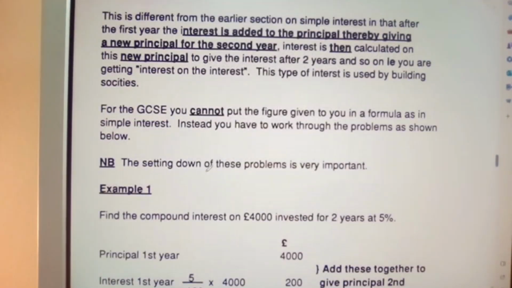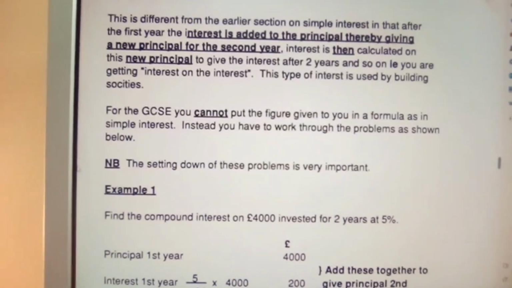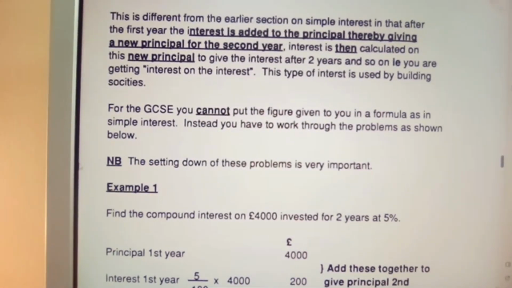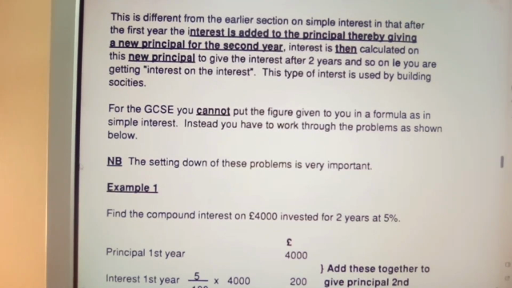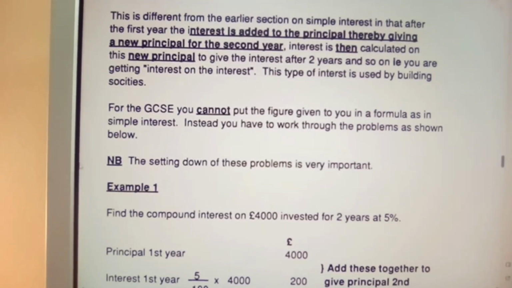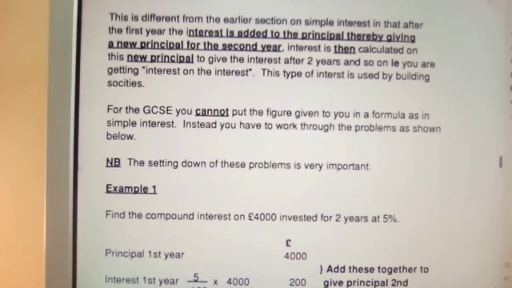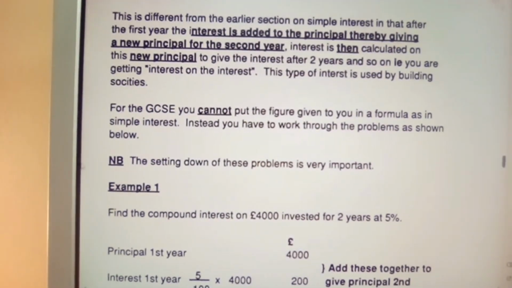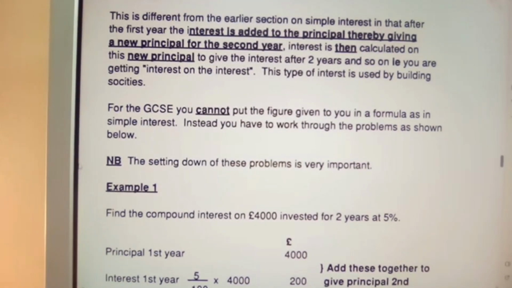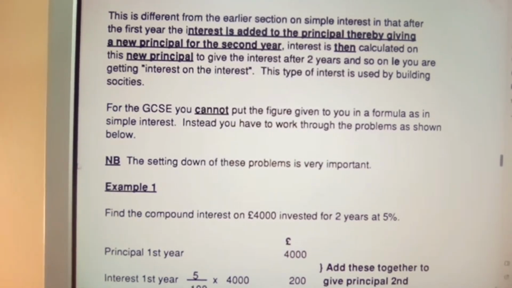Compound interest. Now compound interest is different from the earlier section on simple interest in that after the first year the interest is added to the principal, thereby giving a new principal for the second year. Interest is then calculated on this new principal to give the interest after 2 years and so on, i.e. you are getting interest on the interest. This type of interest is used by building societies. For the GCSE you cannot put the figure given to you in a formula as in simple interest. Instead, you have to work through the problem as shown below.